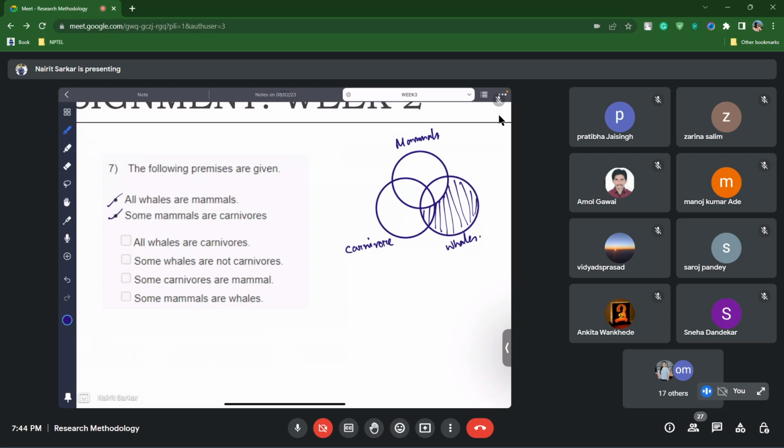Second one is some mammals are carnivores. So we can put an X here. Is it okay, everyone? Some mammals are carnivores. Putting the X in the boundary region. So X in boundary region means here an X, also an X here. So first one, all whales are carnivores. Let's draw it. Whale.